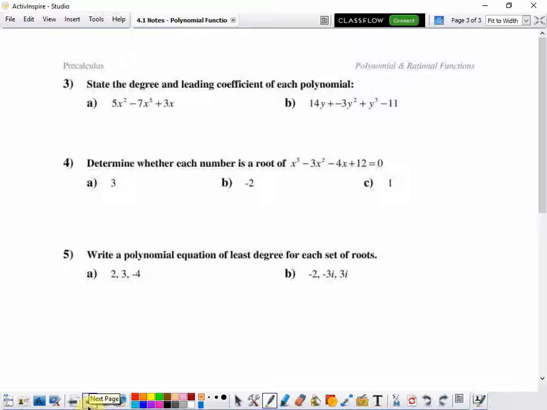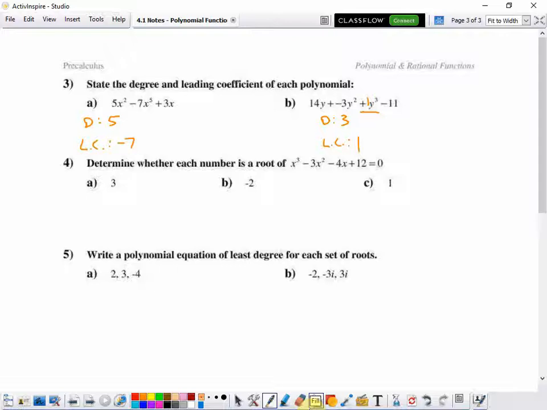All right, so let's talk about degree and leading coefficient. The degree is the highest exponent of the variable. In this case, that is 5. The leading coefficient is the number in front of that variable with the greatest exponent, that is -7. The greatest exponent of the variable here is 3, so the degree is 3. The coefficient on that variable term is 1, so the leading coefficient is 1.